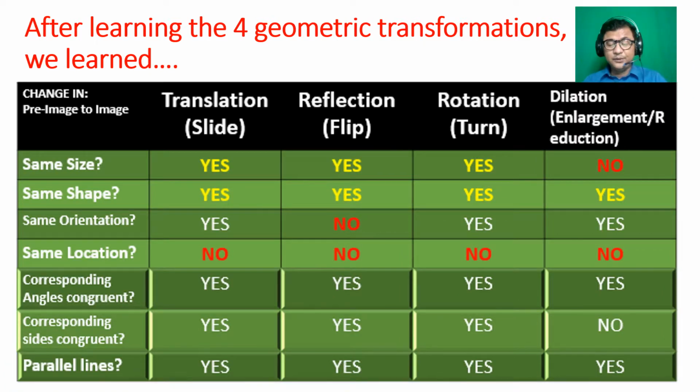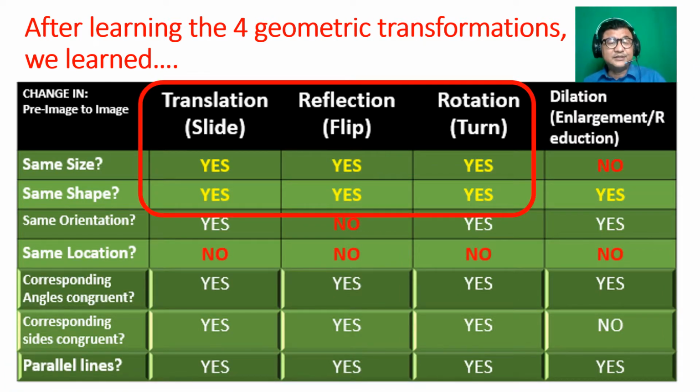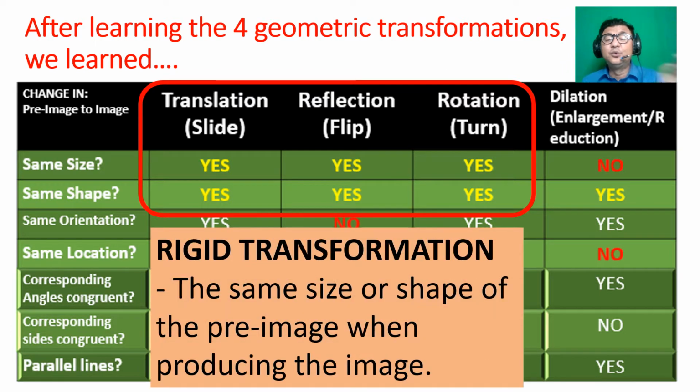So today we will focus on this. The translation, reflection, and rotation. Take note, it has a yes, yes, yes, yes, yes, yes. Same size and shape means they are congruent. So now we call this rigid. When you say you're rigid, you don't change, right? Rigid, the same size or shape of the pre-image when producing the image.